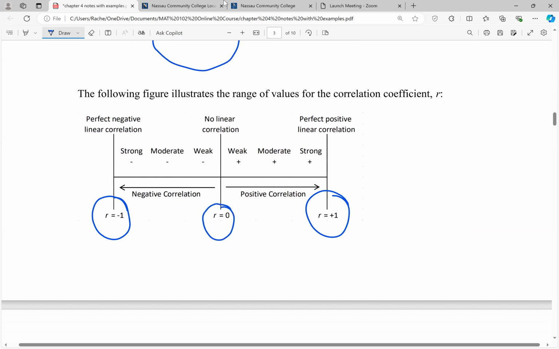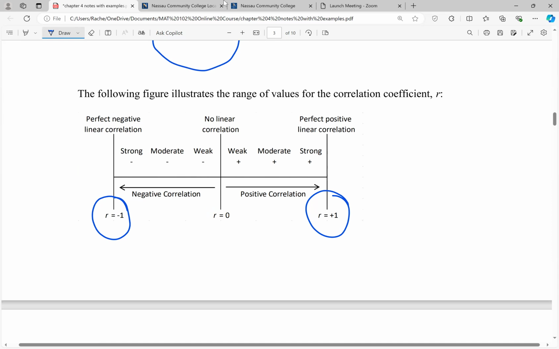And I think R equals 0 is kind of the easiest to interpret because remember, R is measuring the strength of a linear relationship. And if R is equal to 0, that means that there is no strength. There's no linear correlation. So if R is equal to 0, that indicates to us there's no linear correlation.